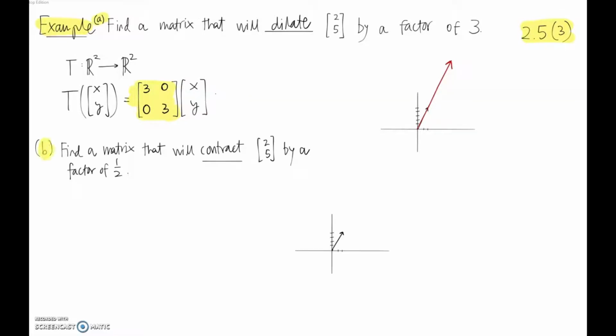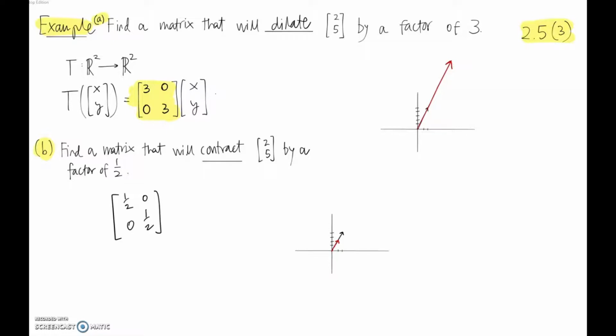Okay, this time they ask us to find a matrix that will contract 2, 5 by a factor of 1/2. So this vector 2, 5 is going to be just half of its size. And it's not too hard to figure out what we want that matrix to be, about 1/2, 0, 0, 1/2.